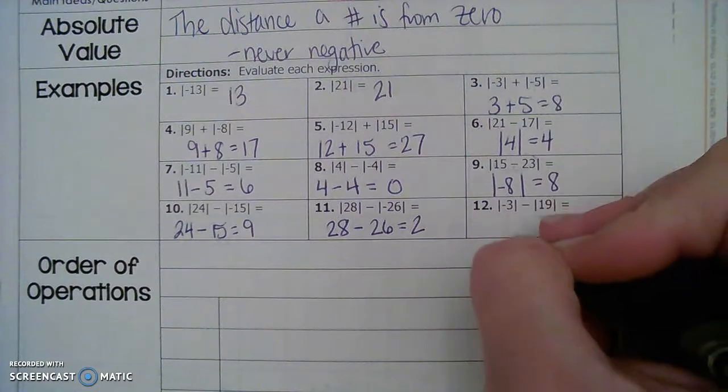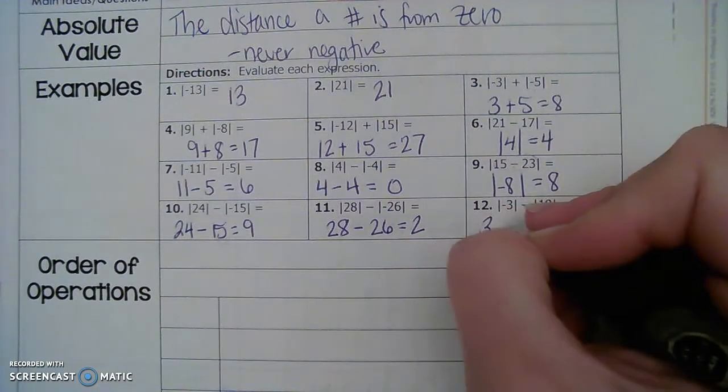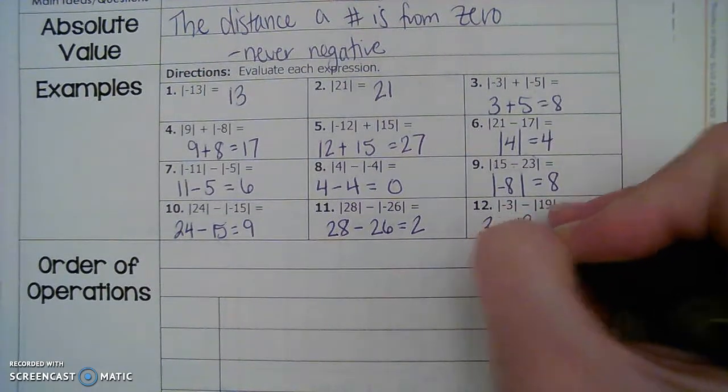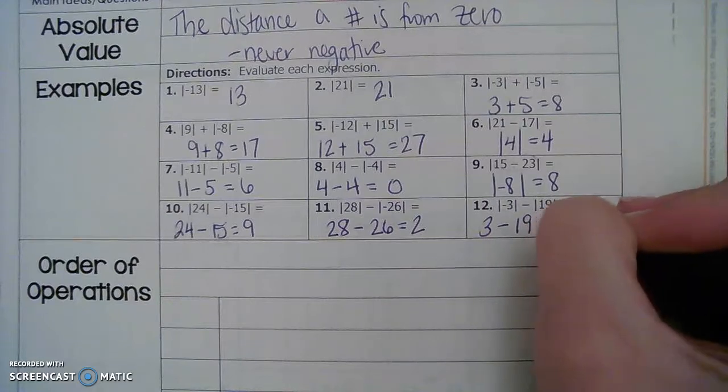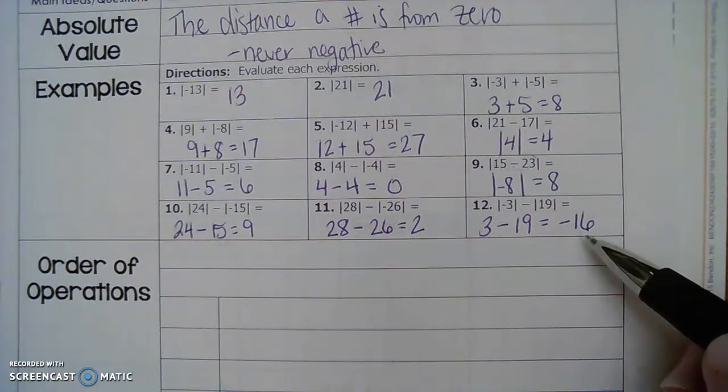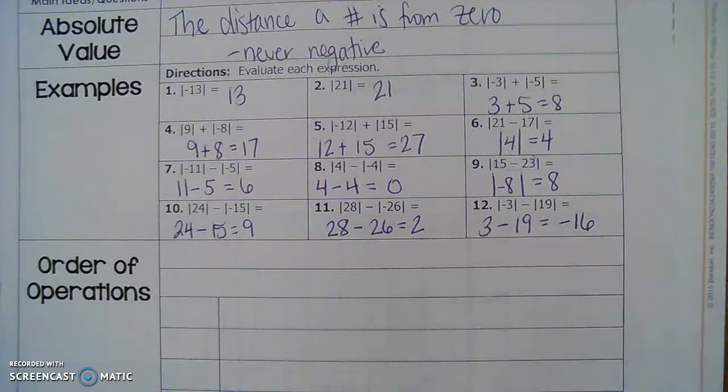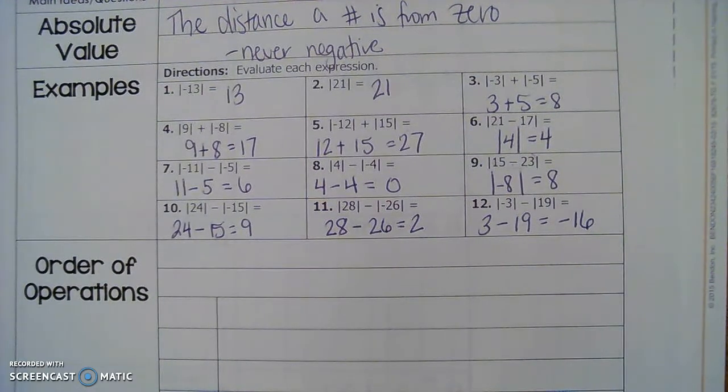And finally 12, the absolute value of negative 3 is 3, minus the absolute value of 19 is 19. 3 minus 19 is negative 16. So it's okay if your final answer is negative because you subtracted to get that answer.